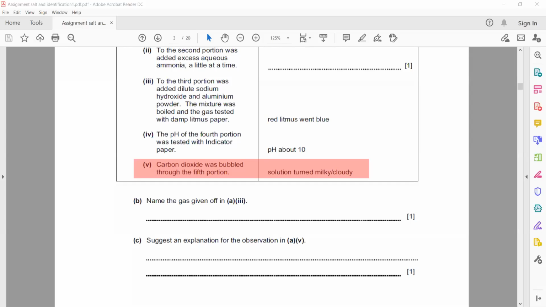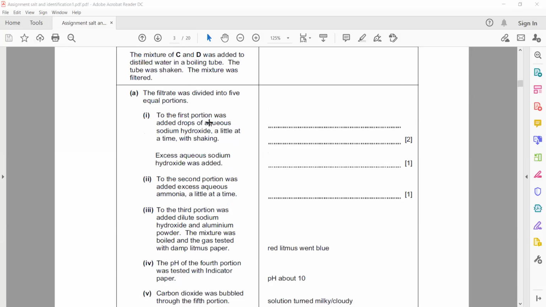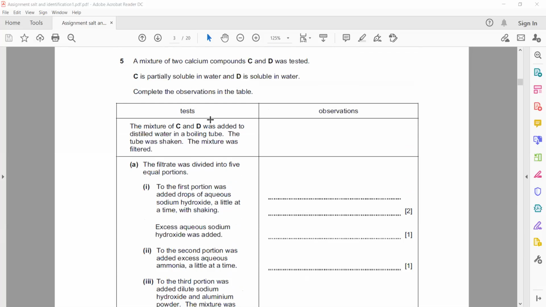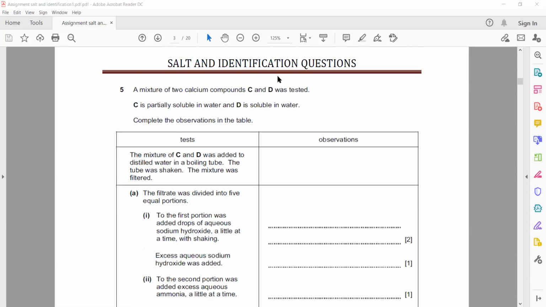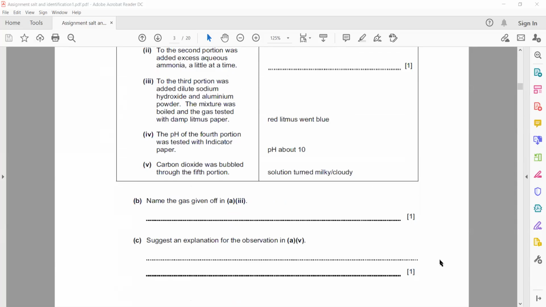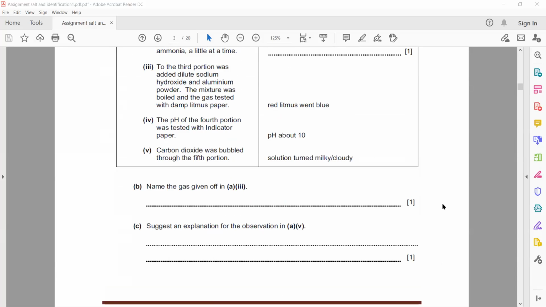Look, the original solution contained calcium nitrate and calcium hydroxide. For the positive ions, you have to add sodium hydroxide. And for negative ions, there is a specific test for them. So actually, it's not like you can add anything. It is always according to the test which you learn for positive ions. It's not like you can add anything. Is this question clear? Question 5, page 3.